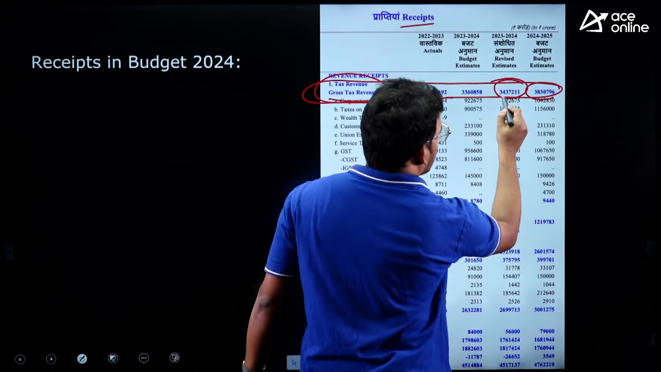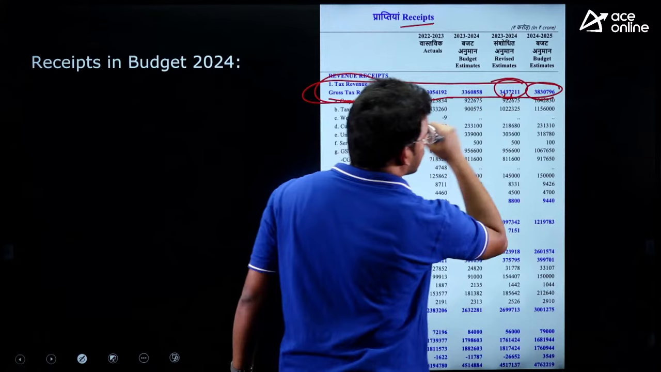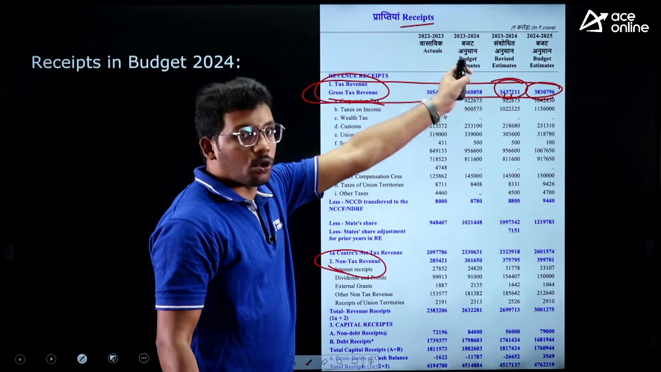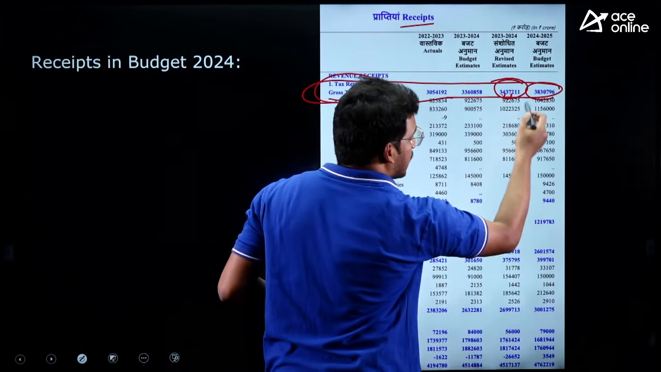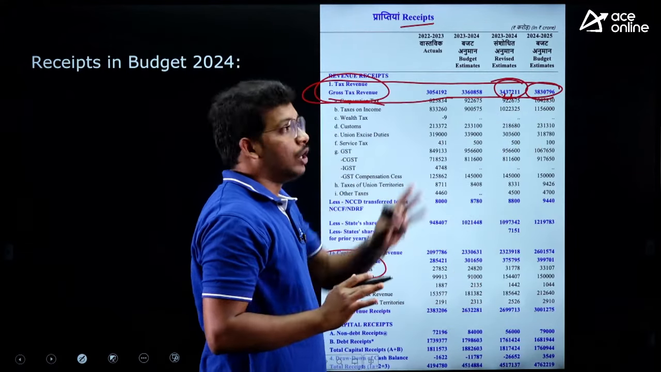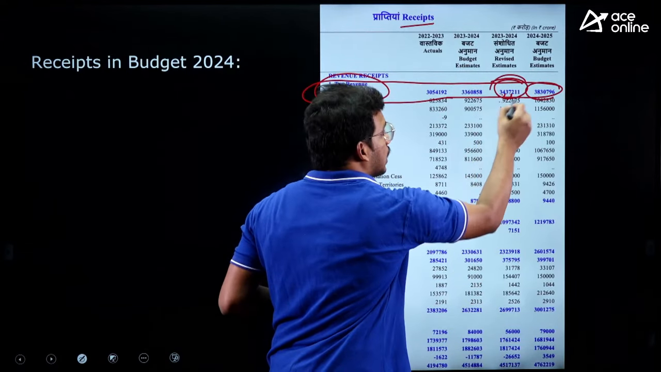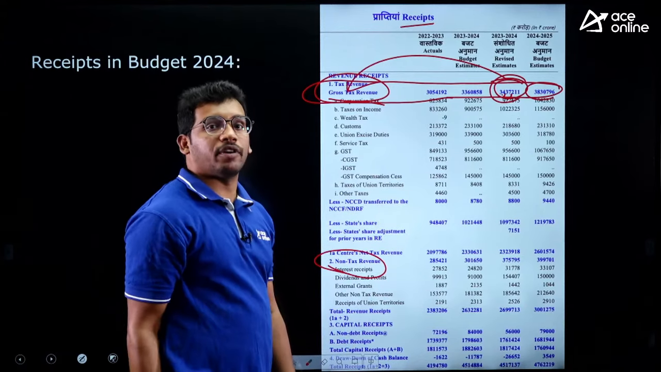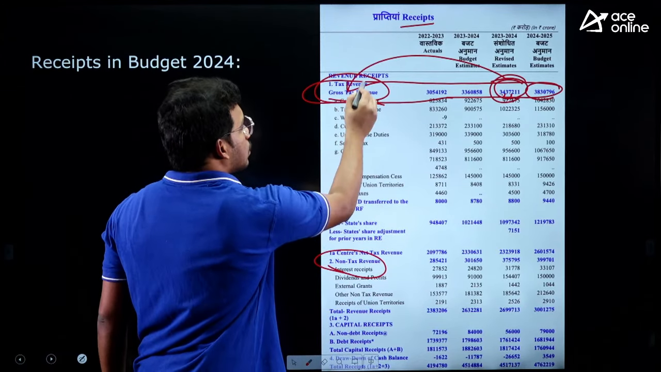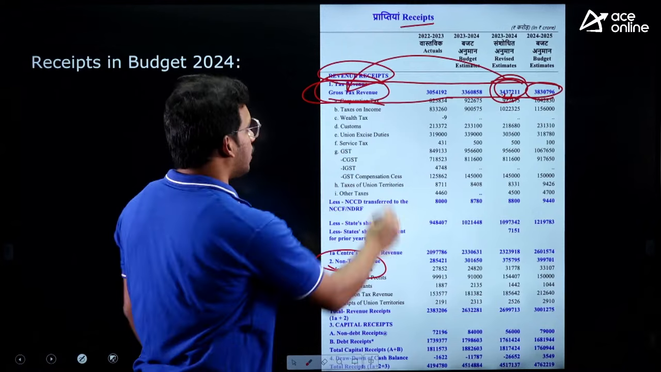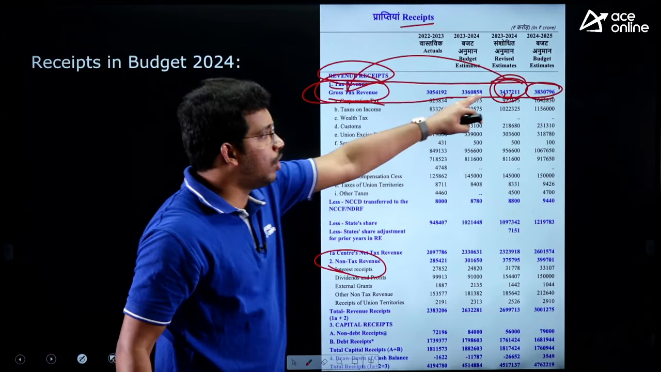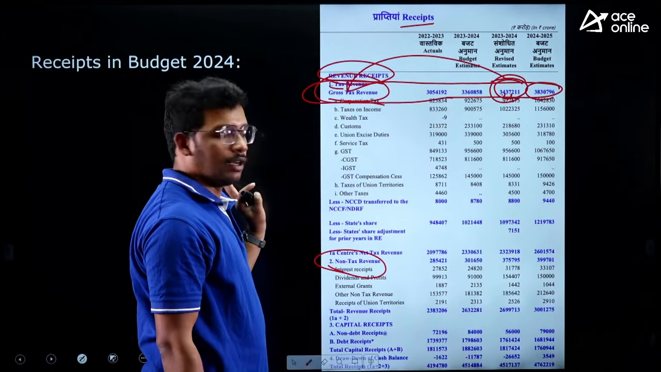So what is the amount? 34,37,211 crores, right? This is the amount that the government got in terms of revenue. So these are the revenue receipts. Within revenue receipts, the government got tax revenue of this much amount, which you can remember for the exam.